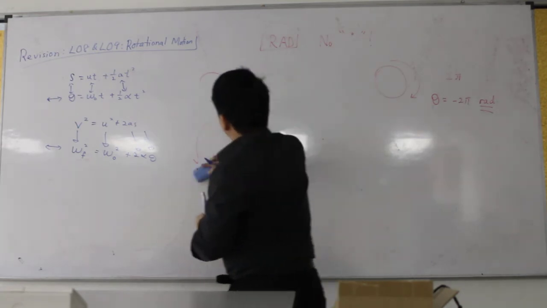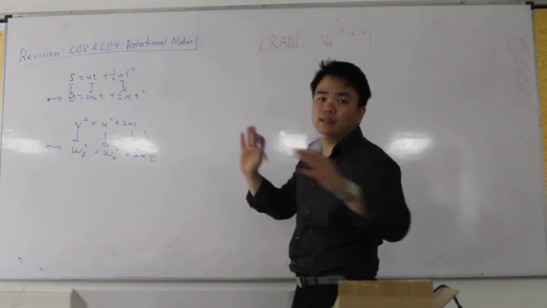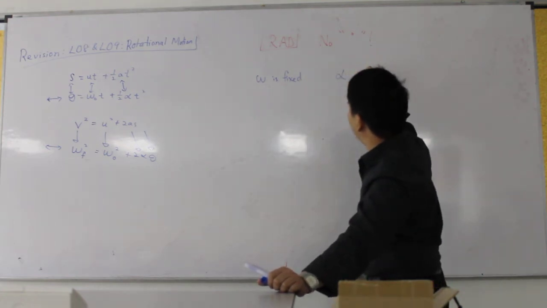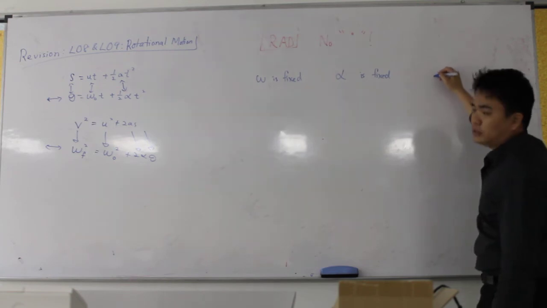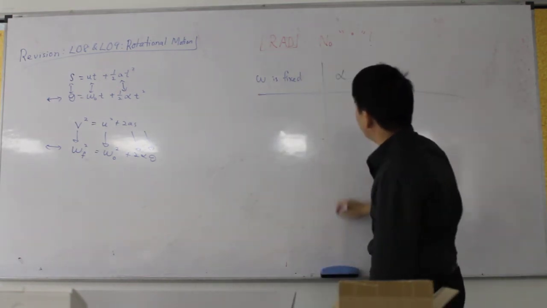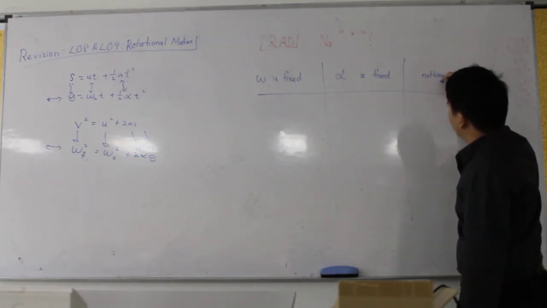But also there are three groups or three clusters. First is when omega is fixed. Second is when alpha is fixed. And the third is when nothing is fixed, which means it's just a free motion, free rotational motion. So the third one is nothing. Okay? Nothing is fixed.